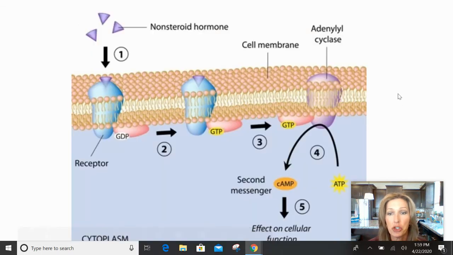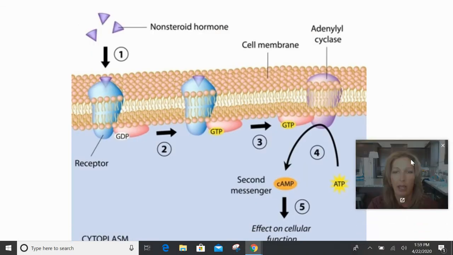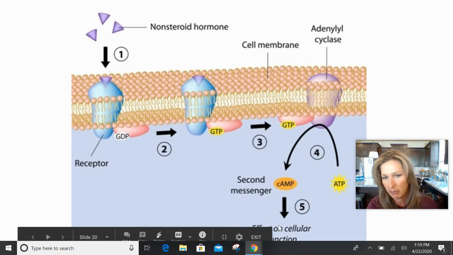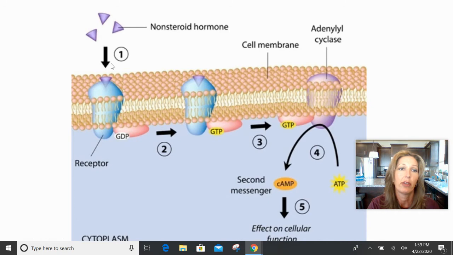Now here would be a G-coupled reaction. So here's my reception. But what this is doing is converting GDP to GTP, which now is actually triggering this in order to create a secondary messenger. So now I complete my transduction. And so it's just recognizing there's different ways to receive. If this is a polar molecule, then reception is on the outside.